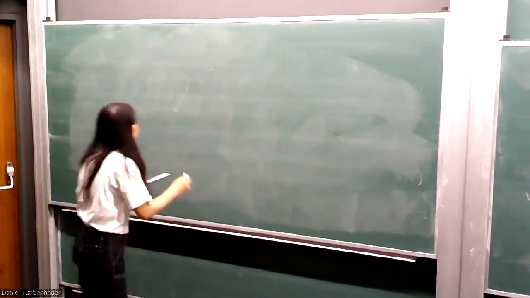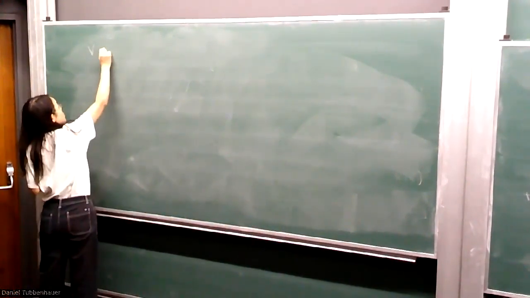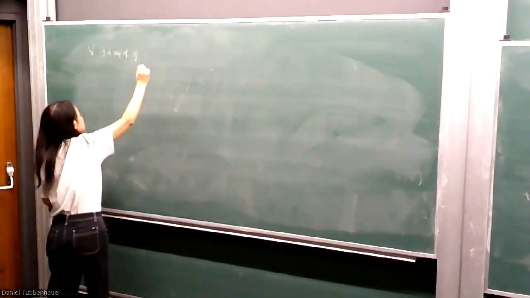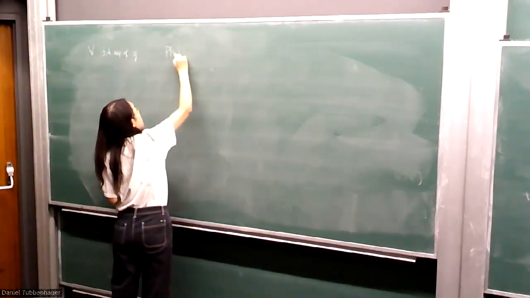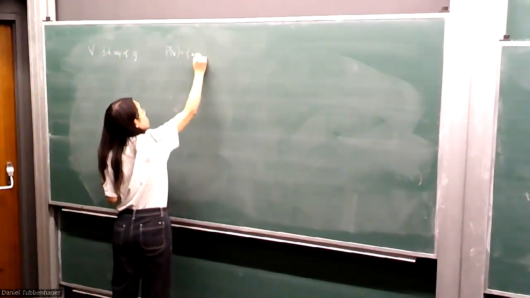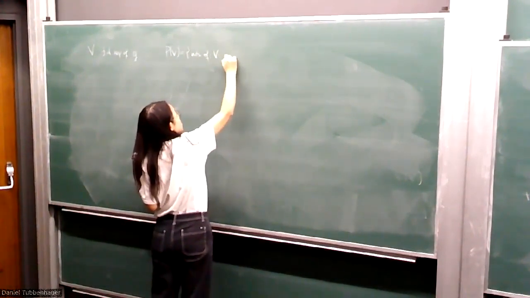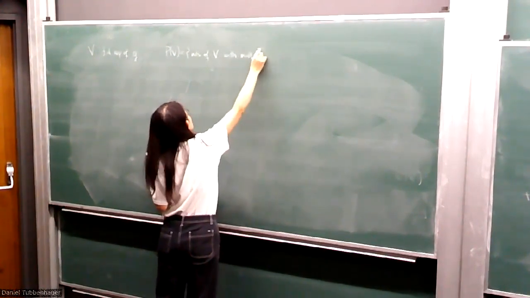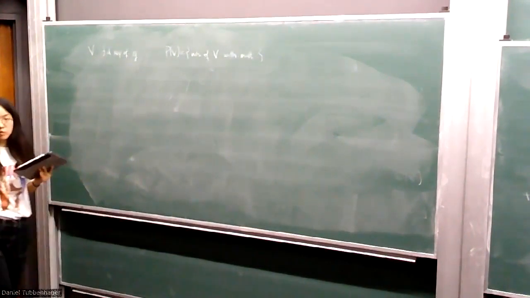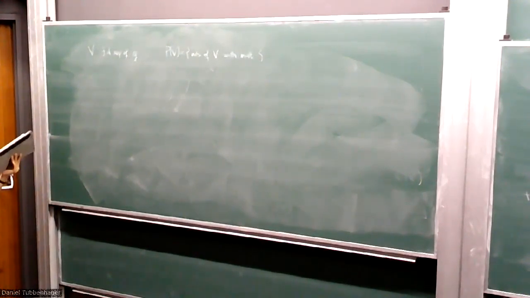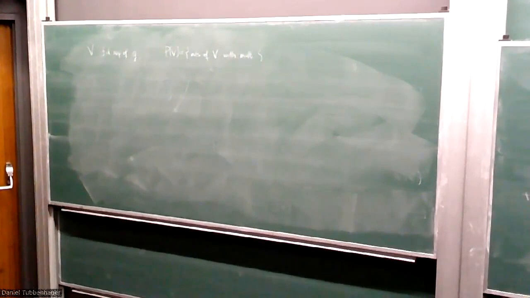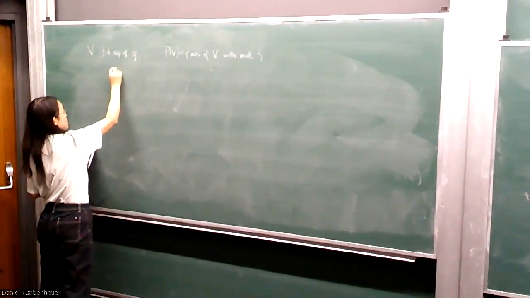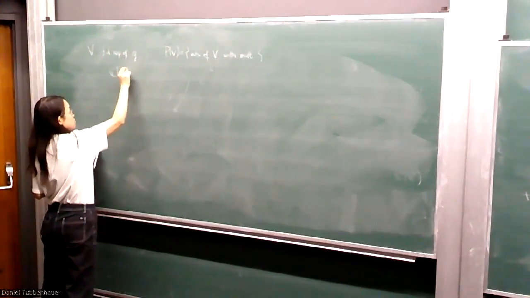So we'll fix V, a finite dimensional representation of g. And I would denote by P(V) all the weights of V with multiplicities, meaning that if V_mu is non-zero, then mu occurs in the set with multiplicity equal to the dimension of V_mu. And then I define an operation on functions on H, the Cartan.